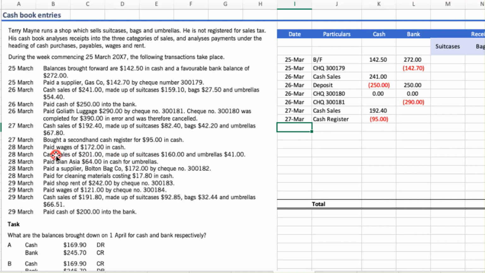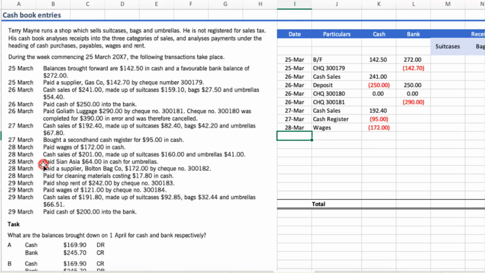Then after this, on 28 March, paid wages of $172 in cash. So again, a wages payment of $172 in cash, which reduces the cash balance.